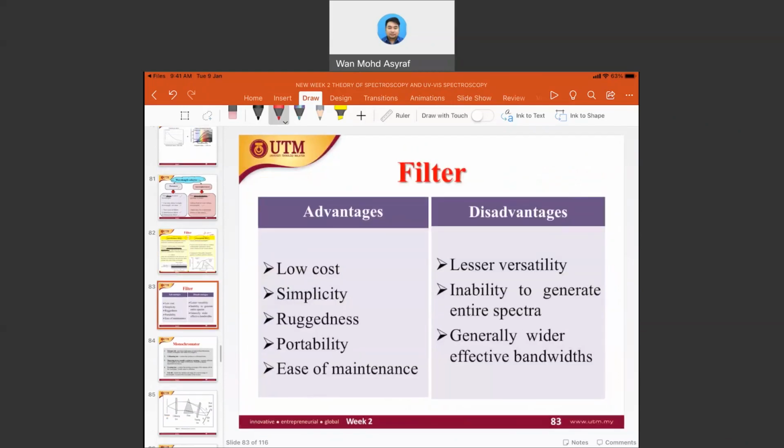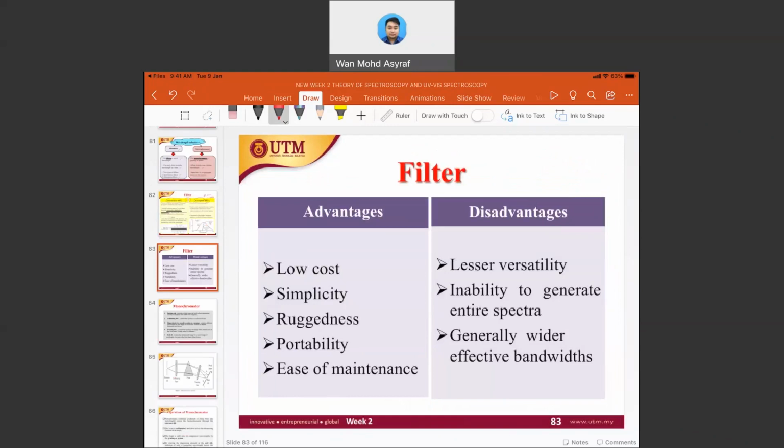So this is the advantage and the disadvantages of this filter. When you say low cost, why? When you say simplicity, why? When you say, for example, the disadvantage of having a filter is lesser versatility, why? All of this needs to have a proper justification when you say it. Just jot down onto that piece of paper, and then we'll go from there.